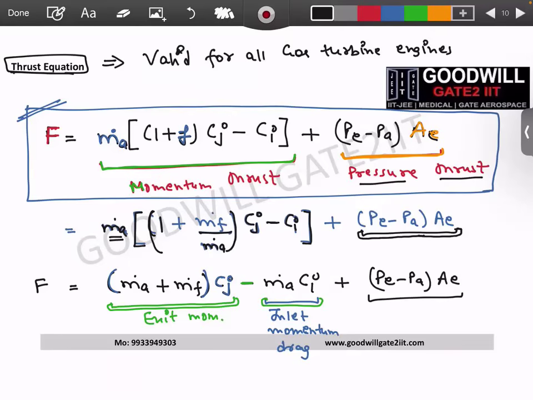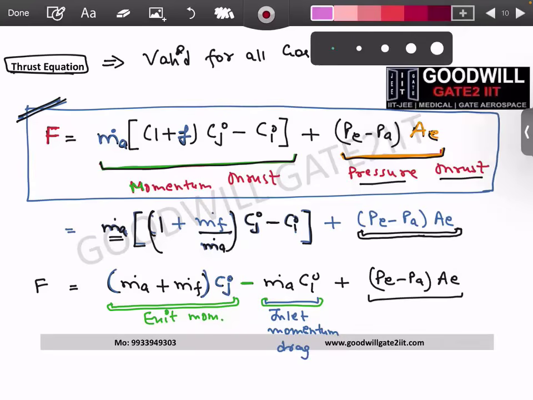So the total thrust of your gas turbine engine consists of two portions: momentum thrust and pressure thrust. Pressure thrust is simply pressure into area. Momentum thrust is nothing but change in exit momentum minus change in inlet momentum. Now you know each and every word here. You know what is m dot A. You know what is fuel air ratio.